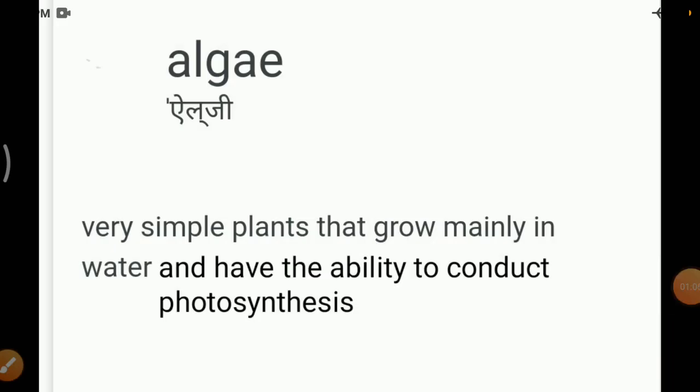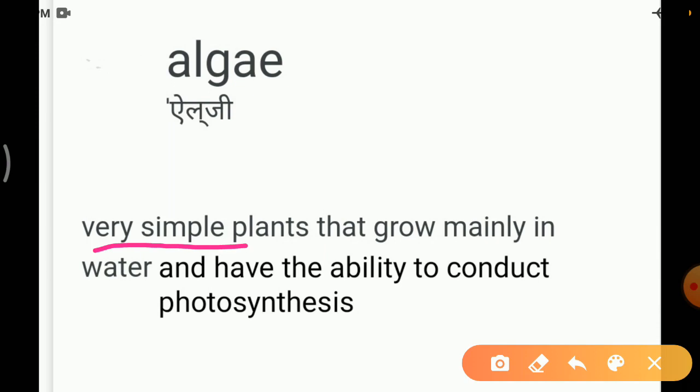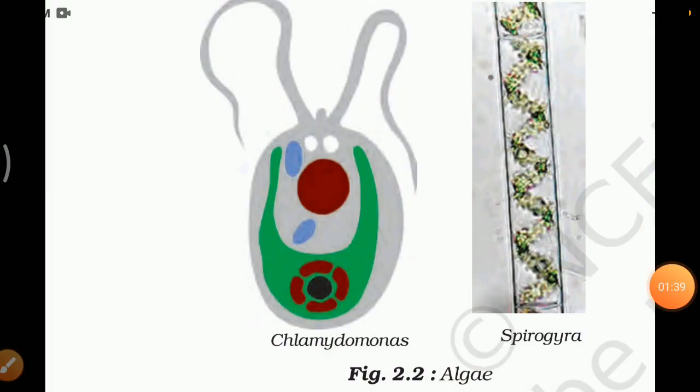The next group of microorganisms is algae. Algae are very simple plants. Actually, they are plants that grow mainly in water, which means they are aquatic. They have chlorophyll and can conduct photosynthesis, so they can prepare their own food. So algae are very simple plants generally found in water. Some common examples of algae are Chlamydomonas and Spirogyra.